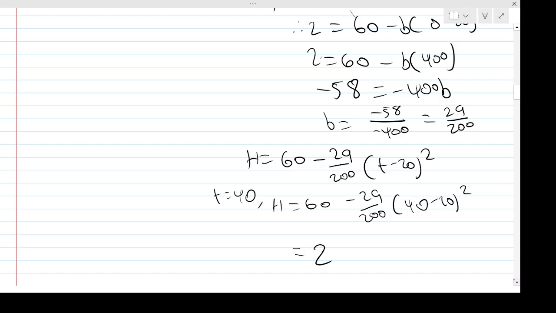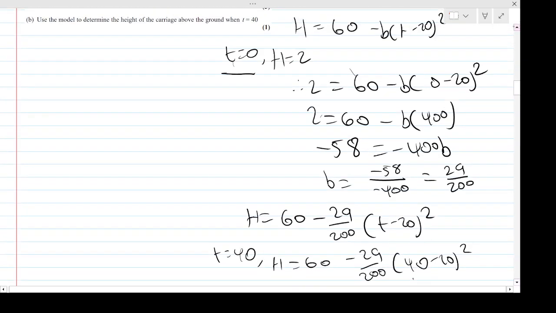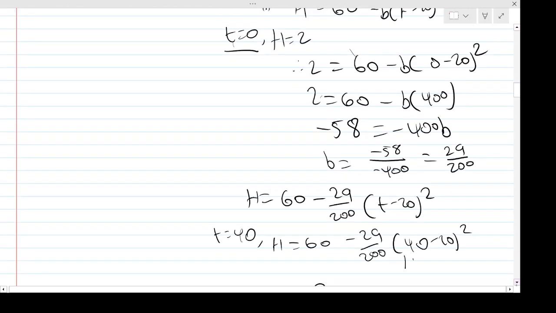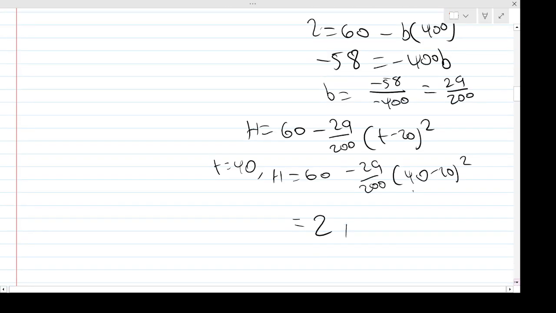We get 2, which makes sense because we got 2 up here to find B, the initial height, the initial when t is 0. We got minus 20 squared, which would be 400. Here I get 20 squared as well, so I still get 400, the same value. But anyway, we get 2, so that would be 2 meters. Therefore, the height when t is 40 is 2 meters. And there we are, that's that question.